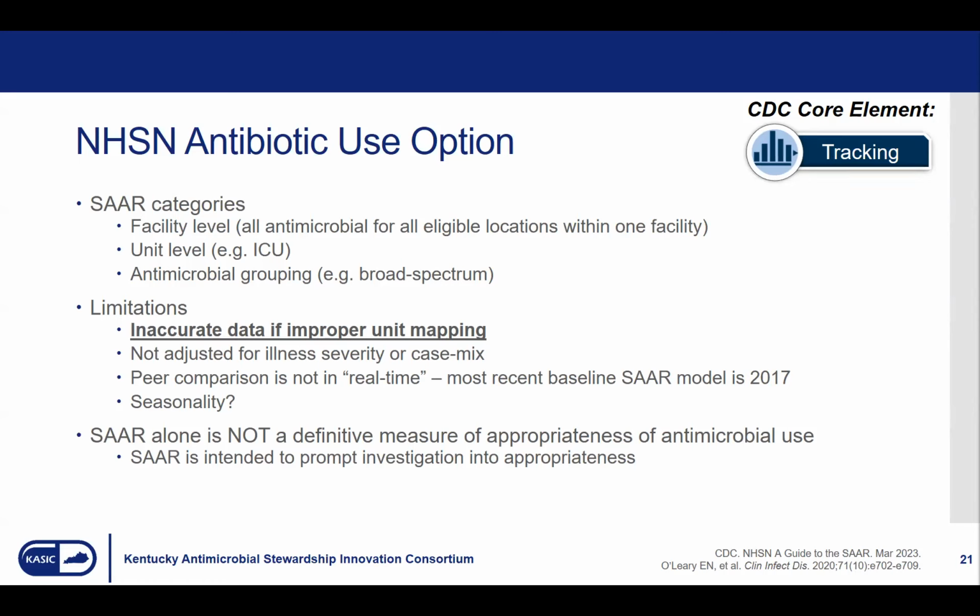And then seasonality has been proposed as a limitation. For example, antibiotics such as azithromycin have been known to fluctuate throughout the year and be more used during the winter months for respiratory illnesses, but this is currently not being adjusted for. The SAAR alone, however, is not a definitive measure of appropriateness of antibiotic use. It really should just be a piece of the puzzle that should prompt investigation into appropriateness.